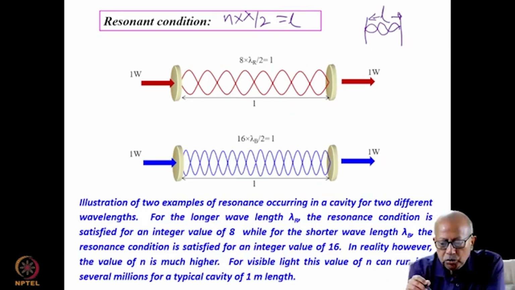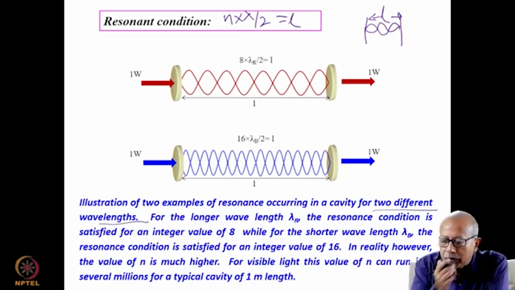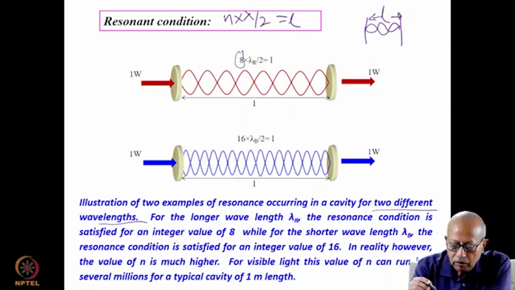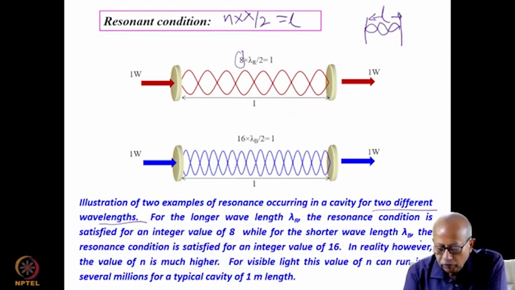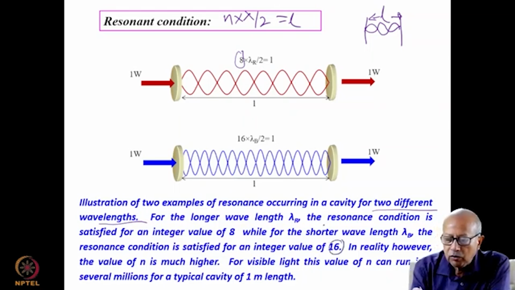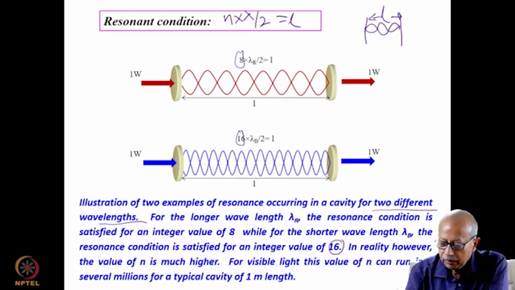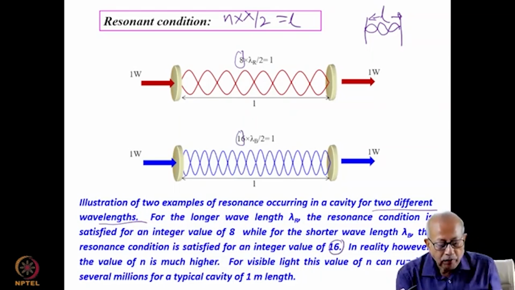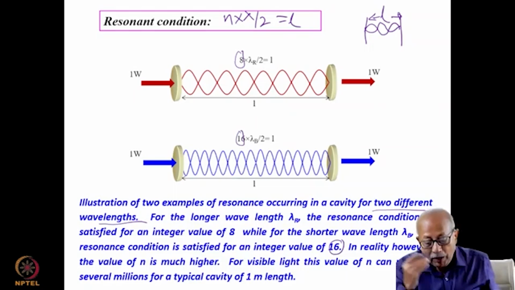Illustrations of two examples of resonance occurring in a cavity for two different wavelengths are shown here. For the longer wavelength, you will see that the resonance condition is satisfied for an integer value of 8, while for the shorter wavelength, the resonance condition is satisfied for an integer value of 16. In reality, however, the value of n will be much higher.